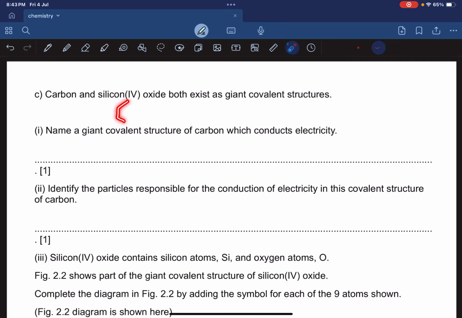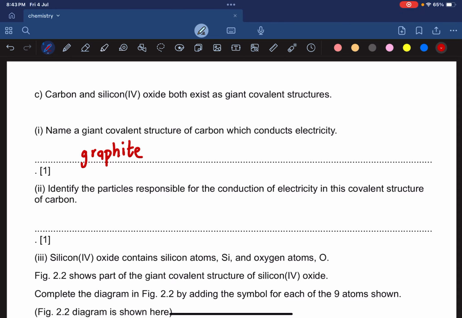Graphite basically exists as hexagonal rings, something like this, and it is a layered structure, whereas diamond is a three-dimensional tetrahedral structure, okay? So there's a difference. Name a giant covalent structure of carbon which conducts electricity. I guess that's easy because there are only 3 structures in your syllabus that are giant covalent. There's silicon IV oxide and there's carbon, which includes your diamond and graphite. And out of diamond and graphite, only graphite conducts electricity. So a giant covalent structure that's going to conduct electricity is your graphite.